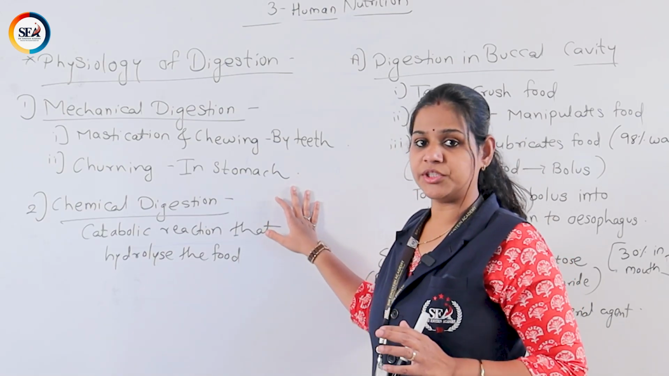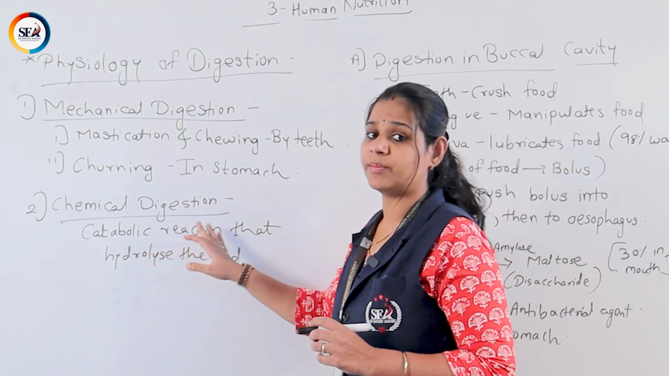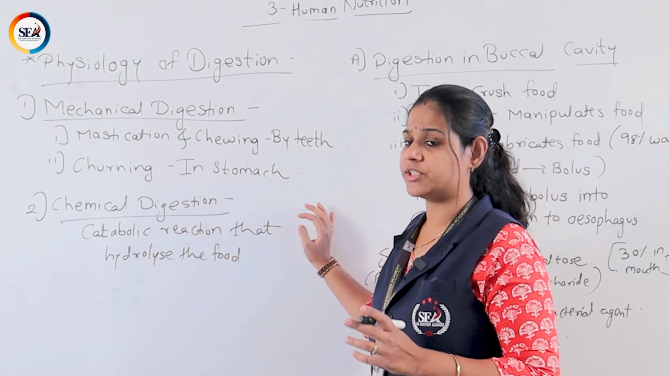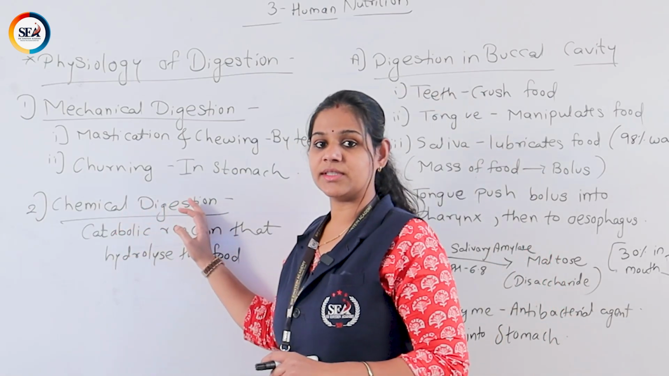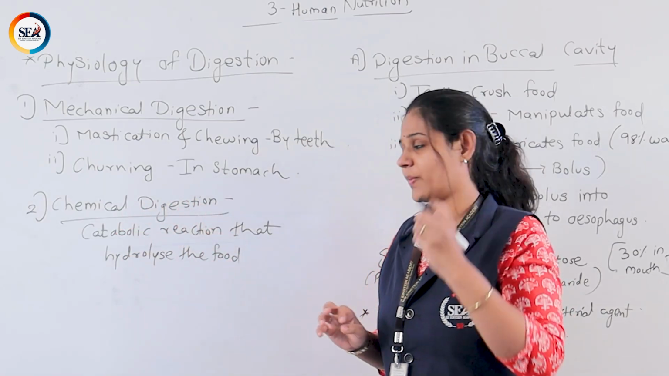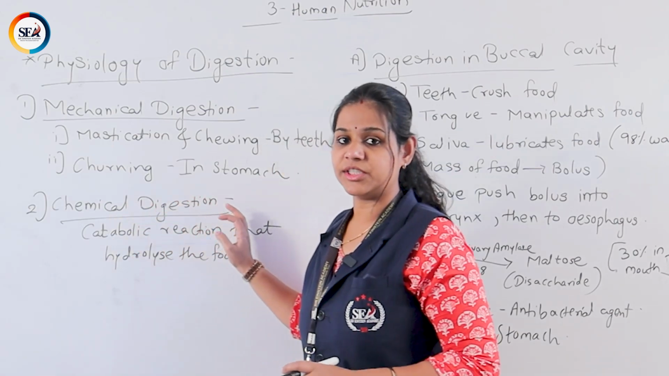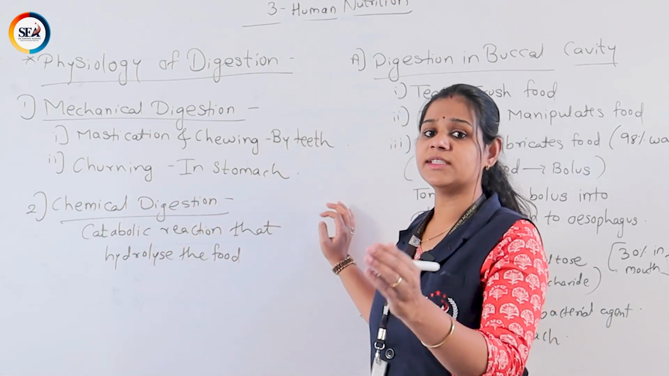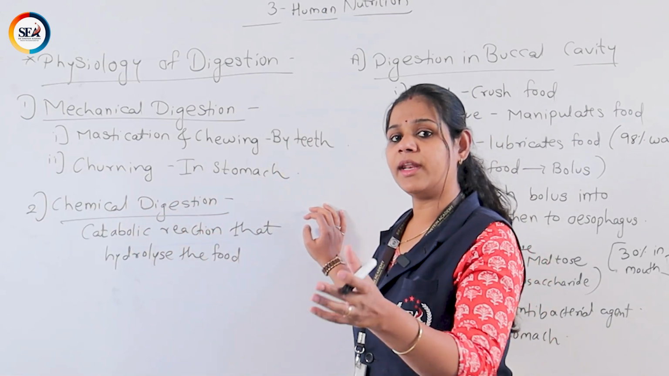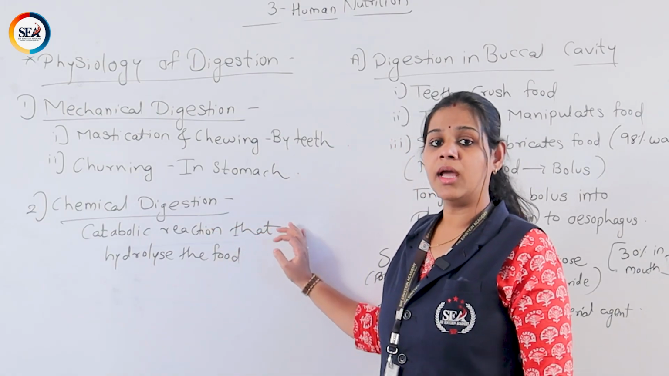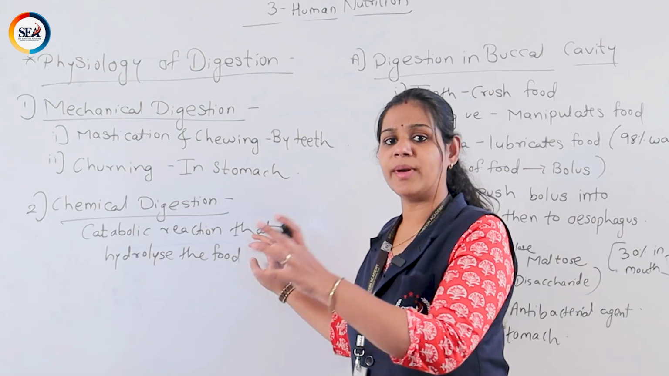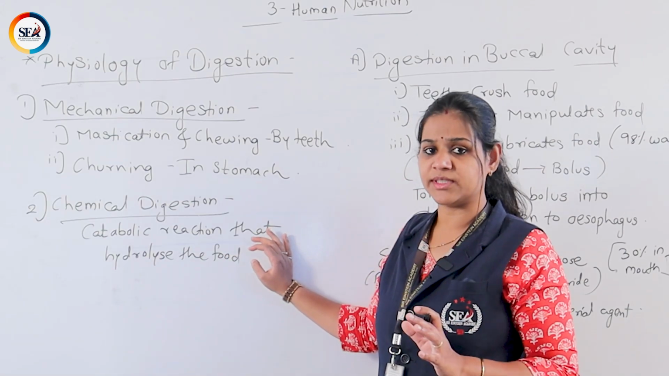Second is chemical digestion. In chemical digestion, catabolic reactions take place, and catabolic reactions hydrolyze the food. Catabolic reactions mean complex food material is broken down into simple substances.